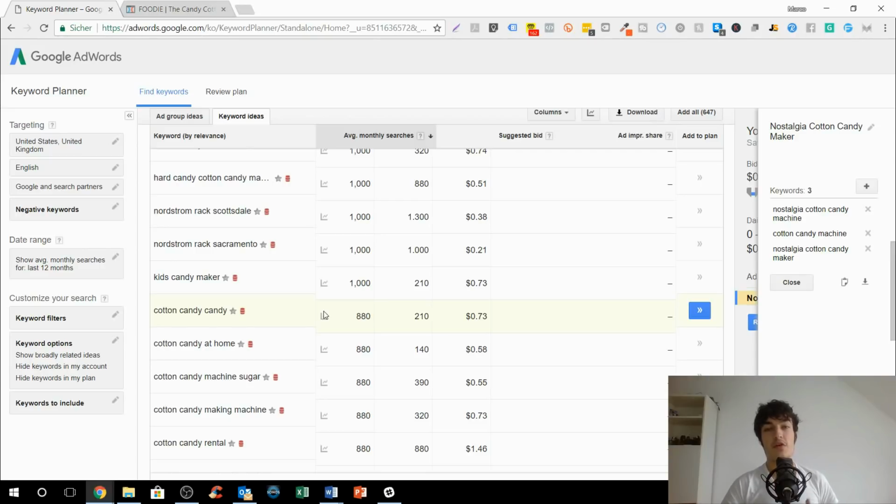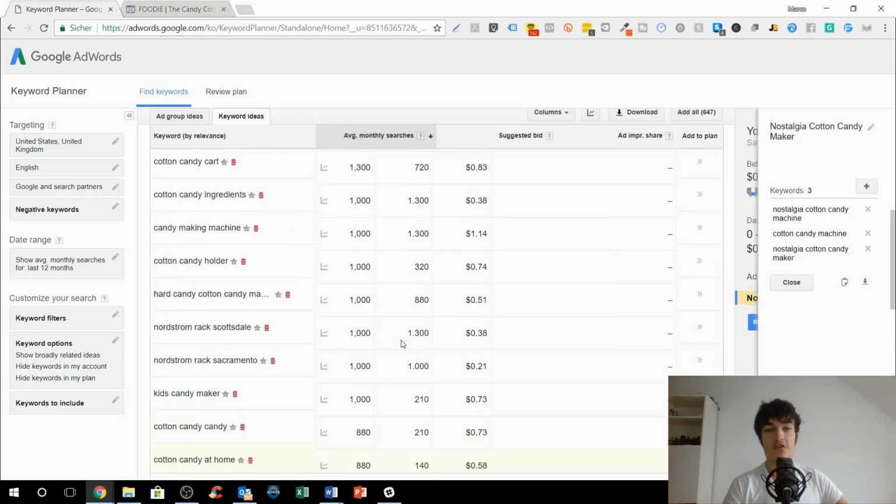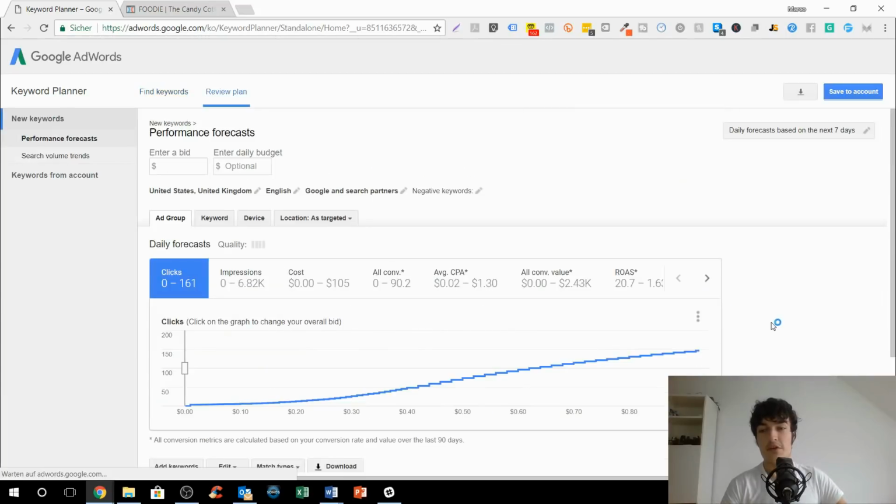And remember that all these keywords share one ad, and if the ad speaks directly to one of these keywords but not to others, this won't be 100% relevant, and people might not be clicking as much. So essentially, what we will do next now is, like I said, research a little more keywords, and now we will hit on review plan.